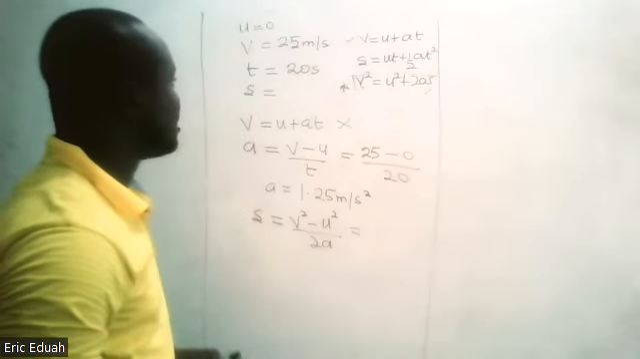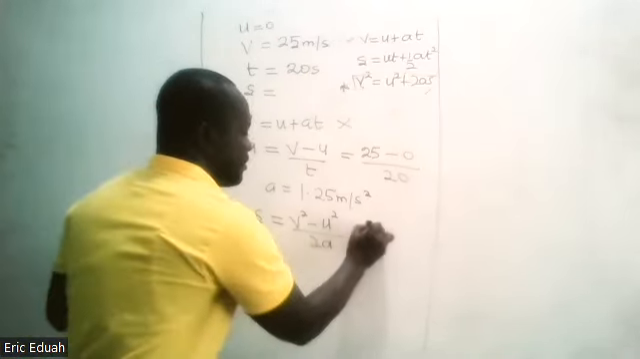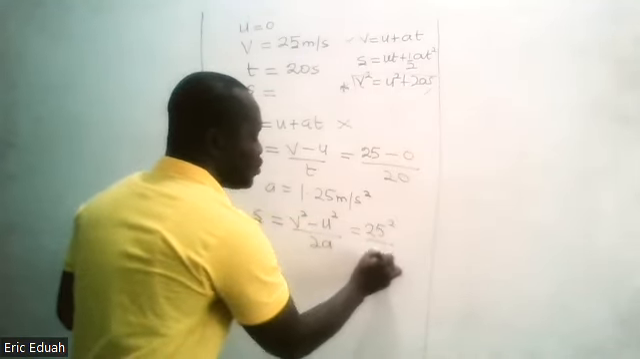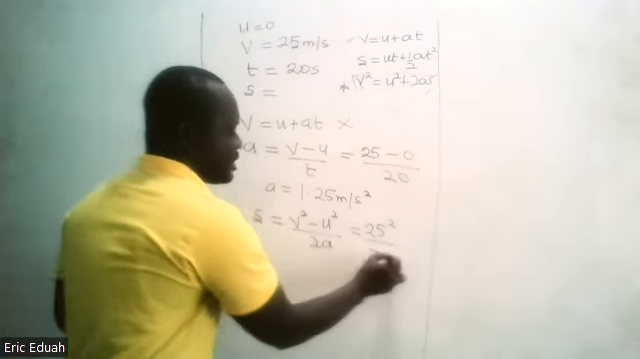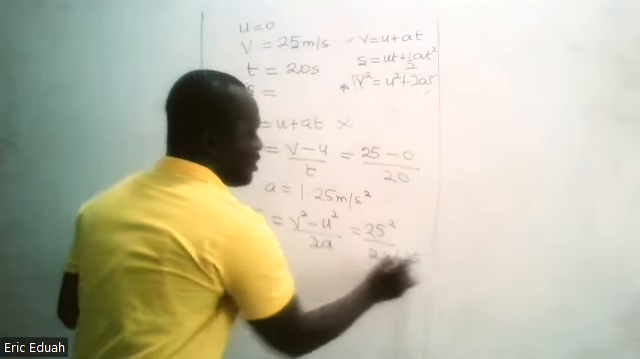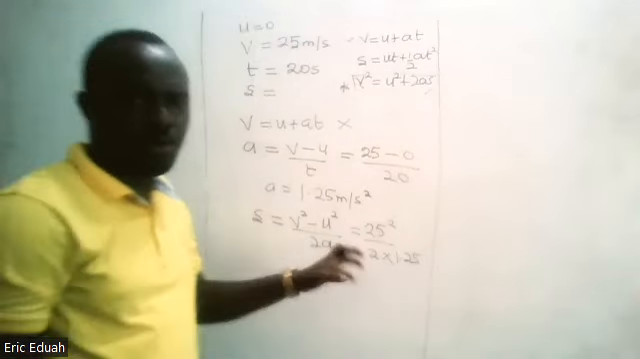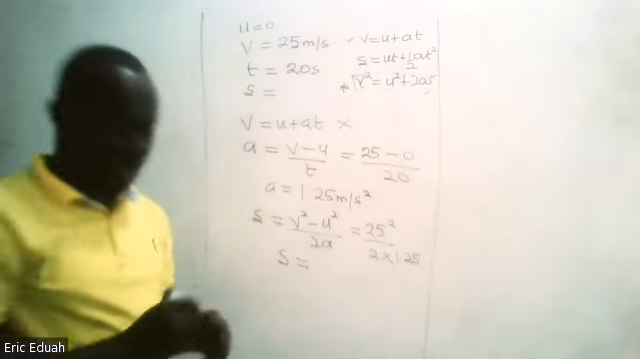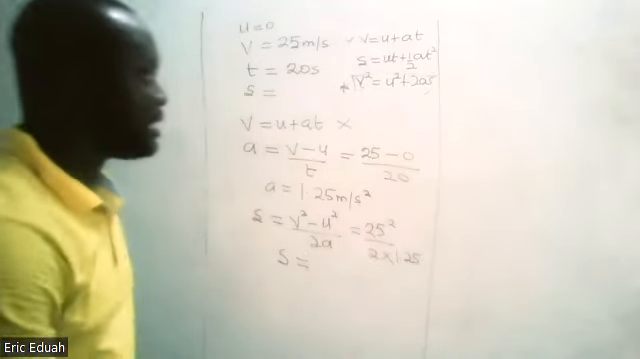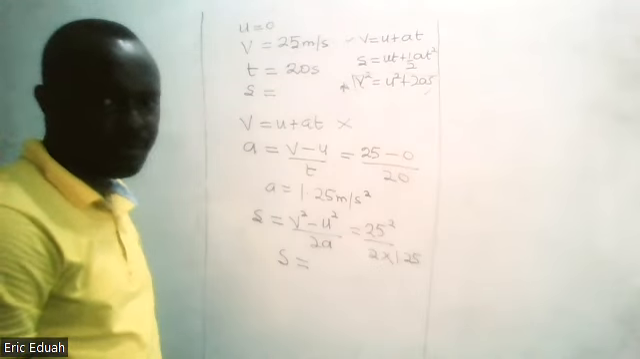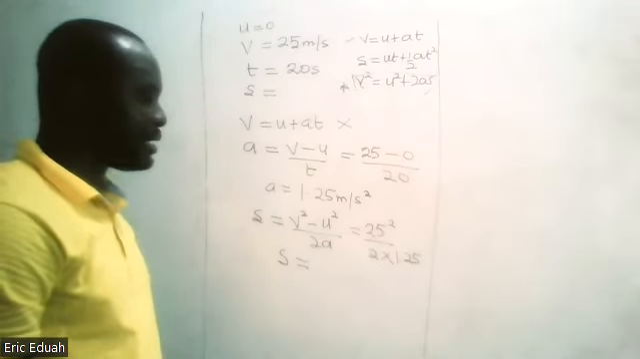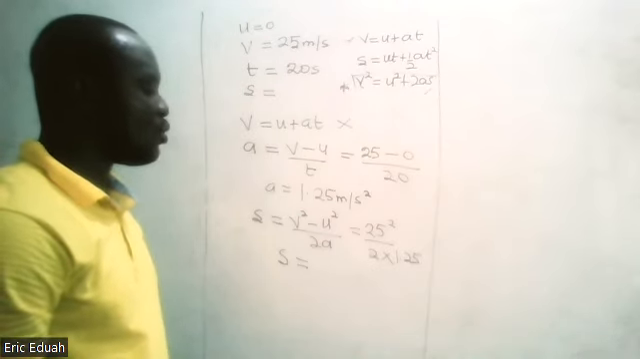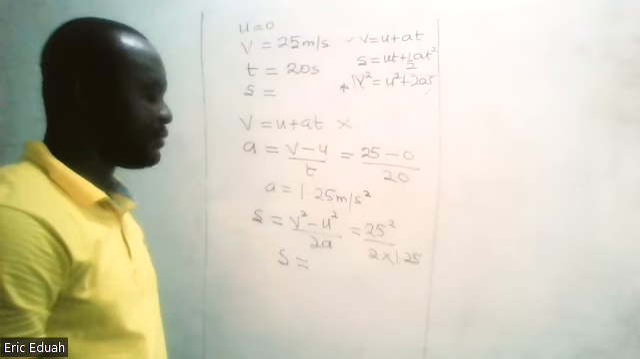We have the final velocity 25, the initial velocity is 0, so 25 squared divided by 2 times the acceleration, which is 1.25. Okay, multiply, divide, and give me the final answer for displacement or the distance covered by the body. So 25 squared divided by 2 times 1.25.